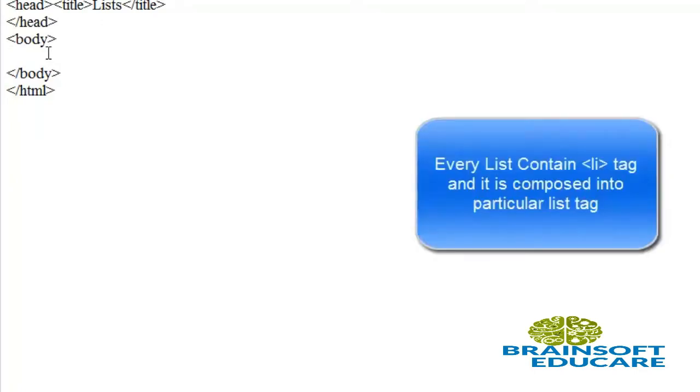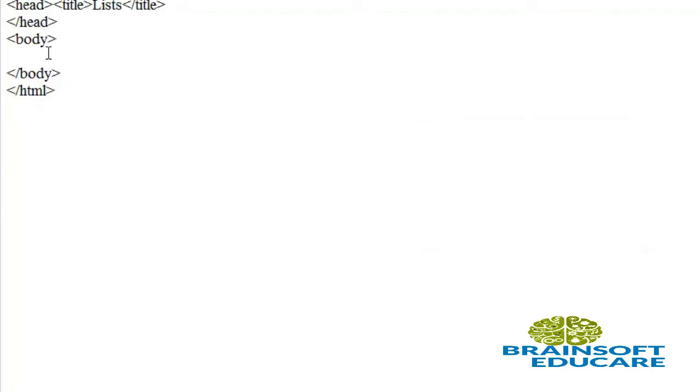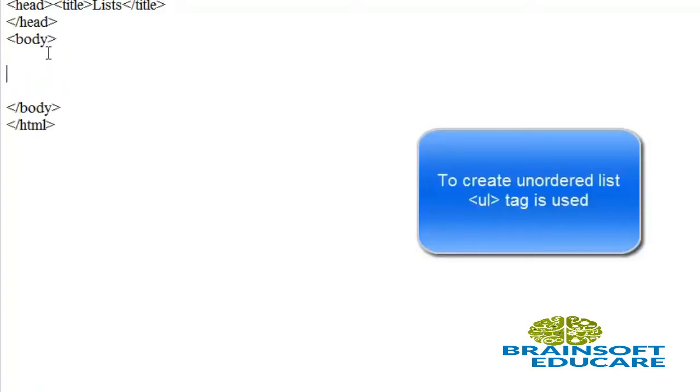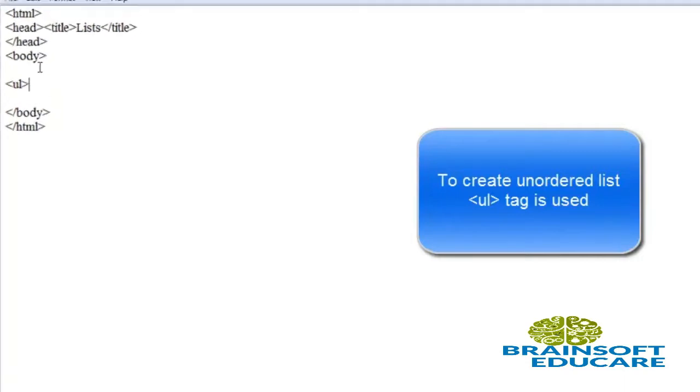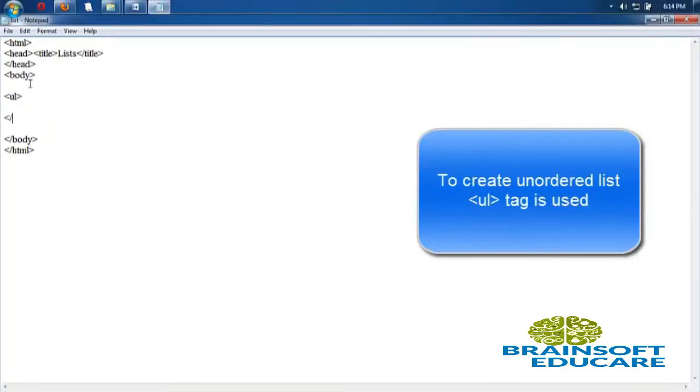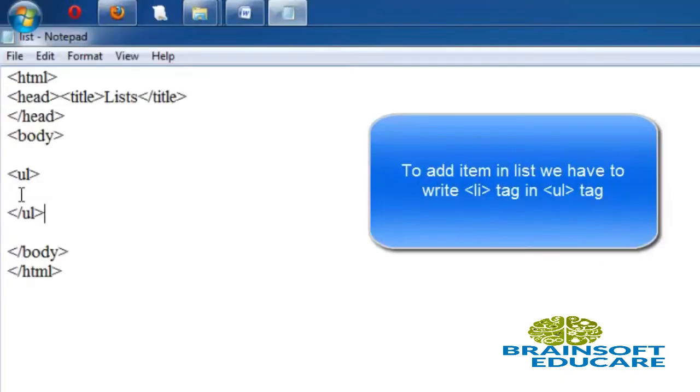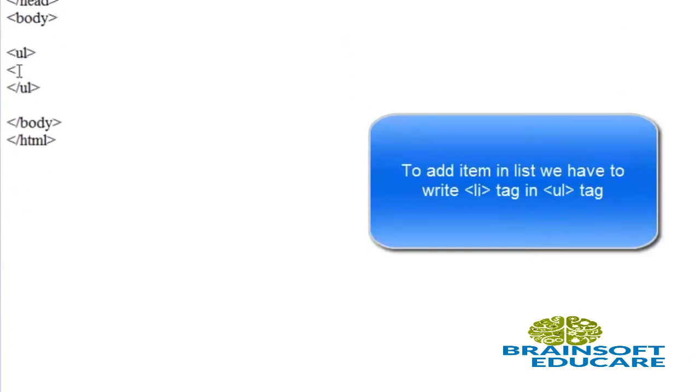So for creating a list we need an li tag, and for ordered list, unordered list and data definition list the upper level tag is ol, ul or dl. So let's see first unordered list. To create an unordered list the ul tag is used. So first write the ul tag and complete the ul tag.